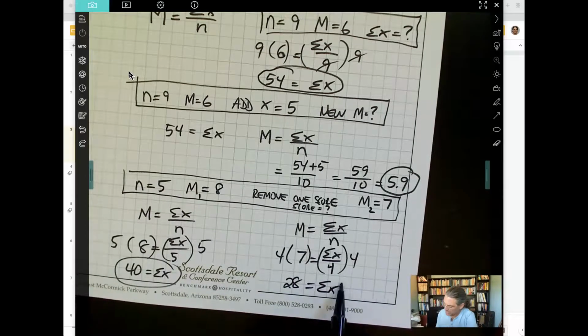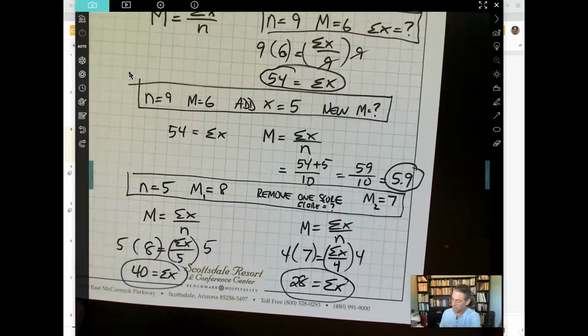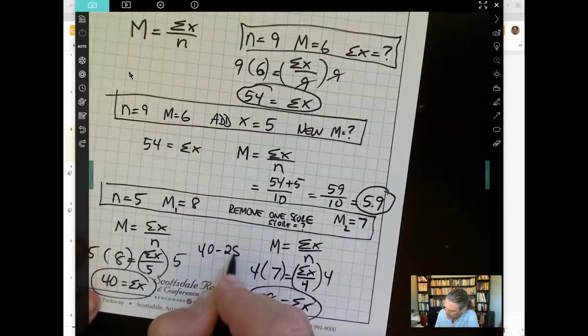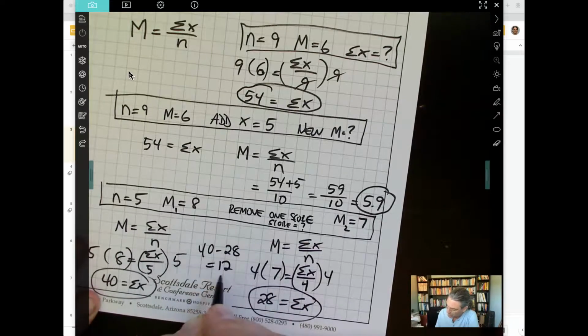Okay, so what that tells me is that when we had all 5 scores, all of those scores add up to 40. When we removed one, now we only have 4 scores, they add up to 28. Well, how does that happen? Well, I took a score out. What score would I have to take out of this to get to this? Well, that's just 40 minus 28, or 12.